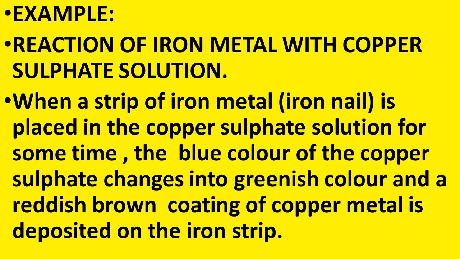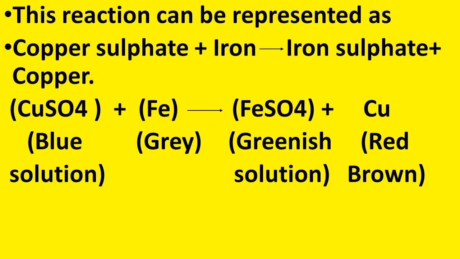Here, when an iron metal or even an iron nail is placed in the copper sulfate solution for some time, the blue color of the copper sulfate changes into greenish color. And we can see a reddish brown coating of copper metal on the iron strip. Let us understand this reaction in detail. This reaction can be represented as copper sulfate plus iron gives iron sulfate plus copper.